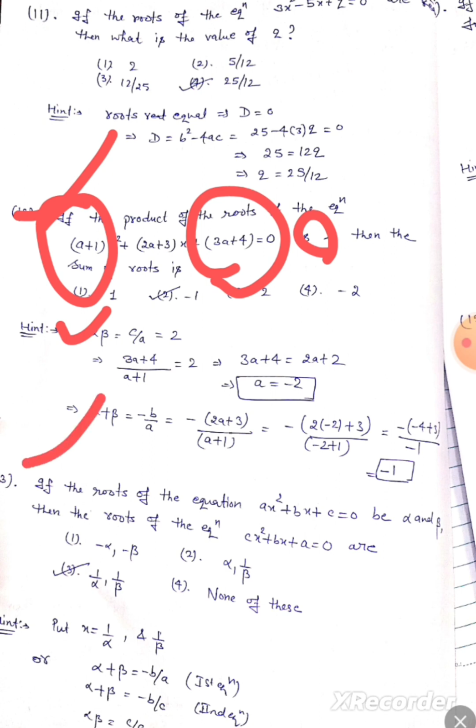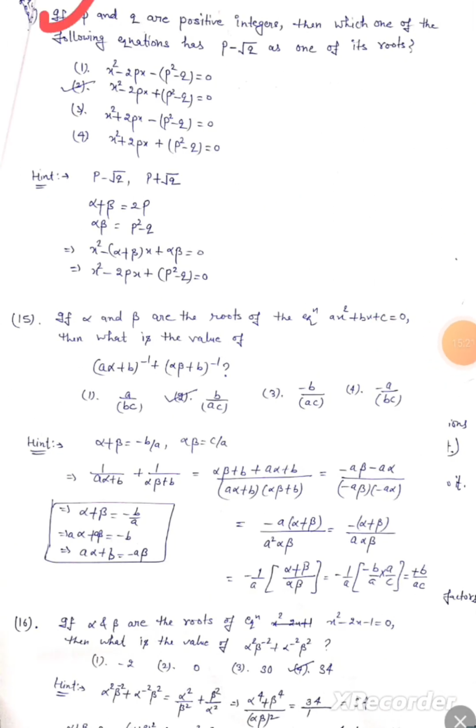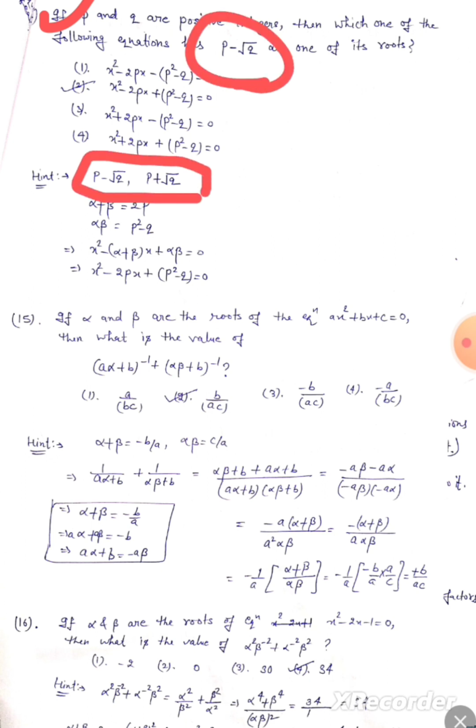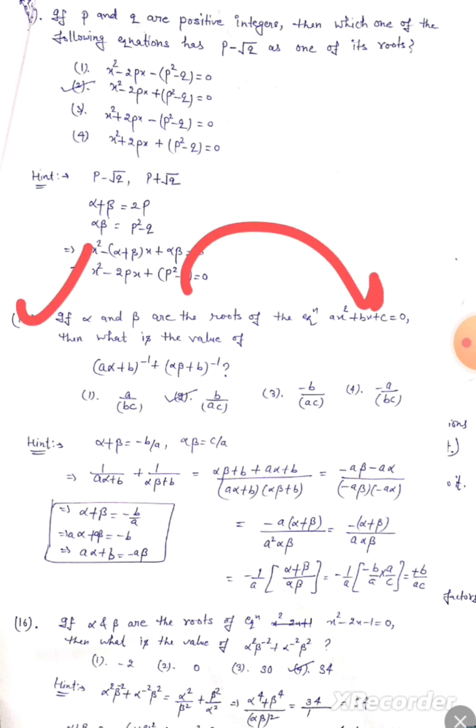If the roots are alpha and beta, then the roots of the reversed equation are 1 by alpha and 1 by beta. You can easily find this from the equations. If alpha and beta are positive integers, and one root is p minus root q, then the second root is automatically p plus root q. Roots are in pairs. Put the values for sum of roots and product of roots and find the solution. If alpha and beta are the roots of this equation, what is the value of this expression? Simplify it in terms of sum of roots and product of roots, put the values from this quadratic equation and find the solution.